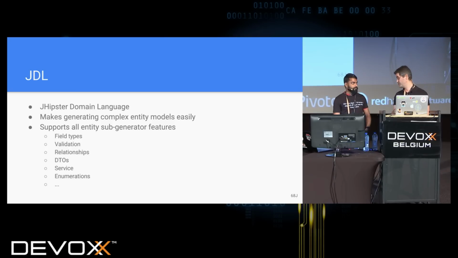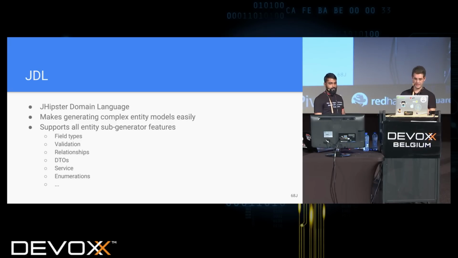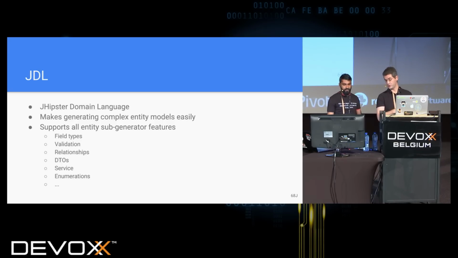We have tons of people using that. It's incredible, because I monitor the web page. We've got tons of people every day on this page, and it can generate all field types, validation, relationships, DTOs, services, everything that we see. It basically supports everything that the entity subgenerator does, and enumerations. Oh, we didn't show the enumerations. We also do enumerations, Java enums.